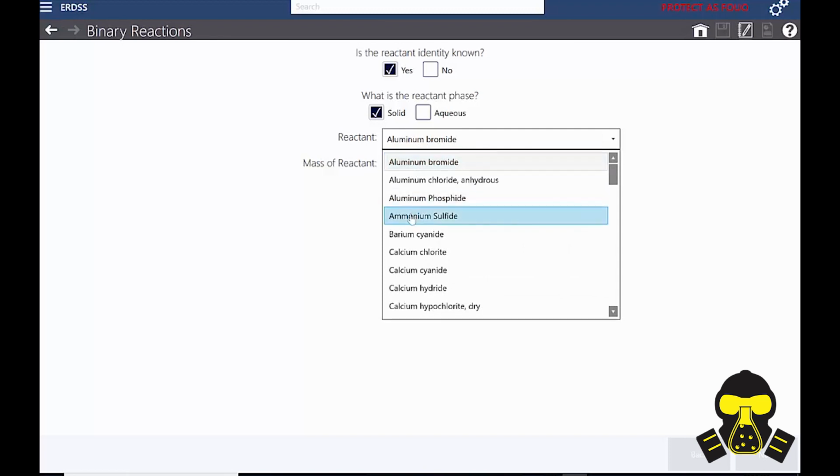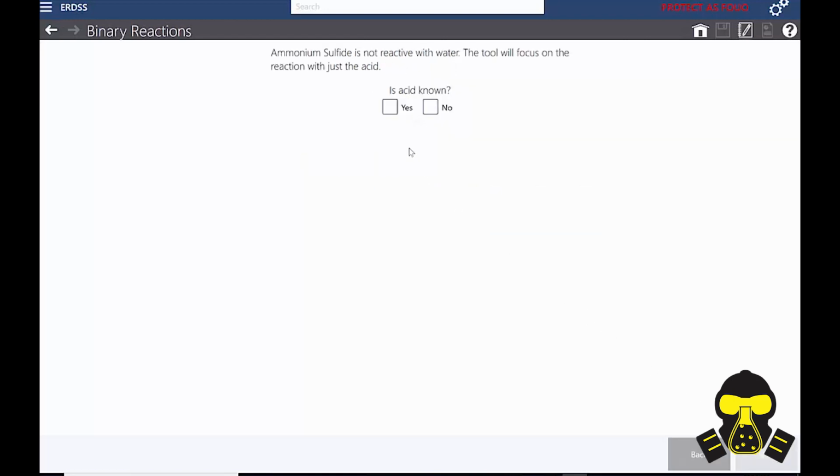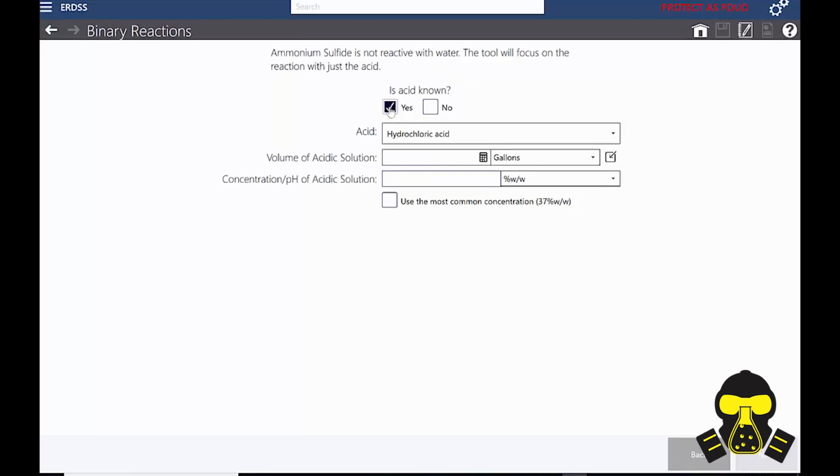Okay, we'll get a little bit persnickety and use the one that was used in Australia. Ammonium sulfide. Let's say, we'll go with small amounts again, right? Half a pound. Simple. Okay, is the acid known? Sure. Not reactive with water, so the tool will focus on just the acid. So a lot of these are reactive with water as well, so it takes that into account.